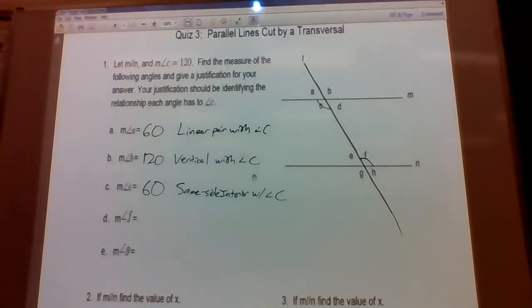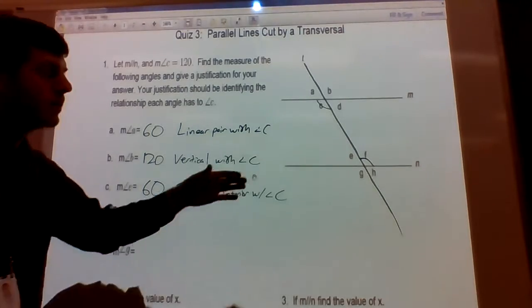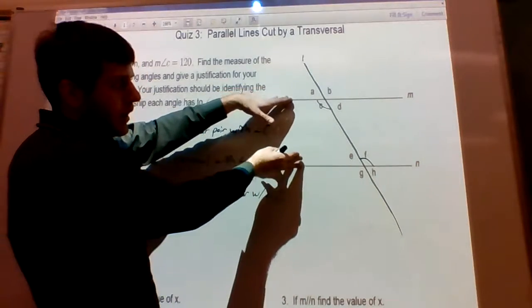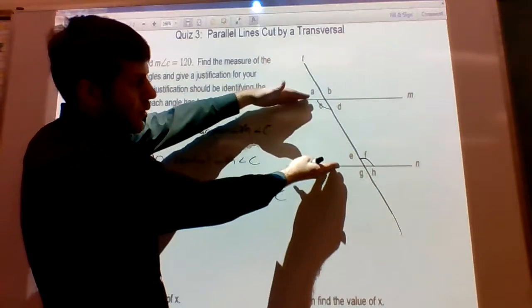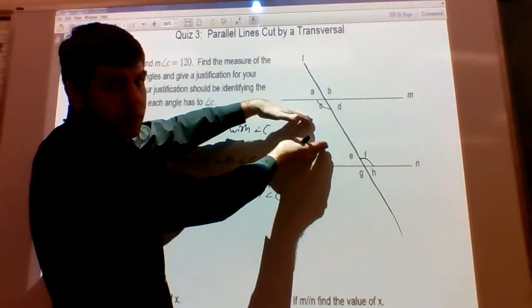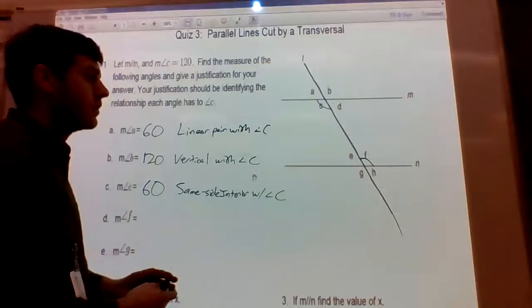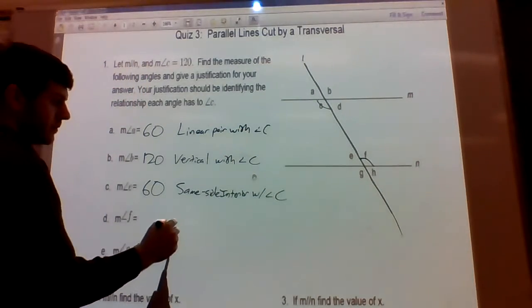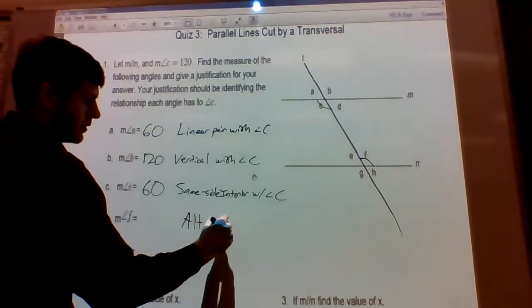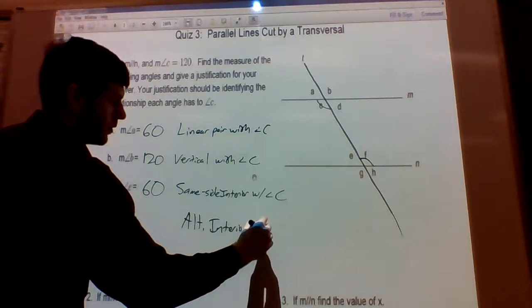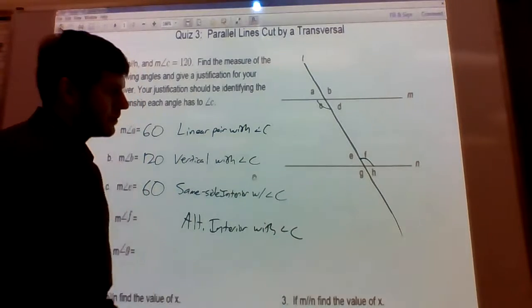The question is alternate interior or alternate exterior. Well, are they both inside the parallel lines? They're both in between. They're on the interior of the parallel lines. So we have alternate interior, with angle C.